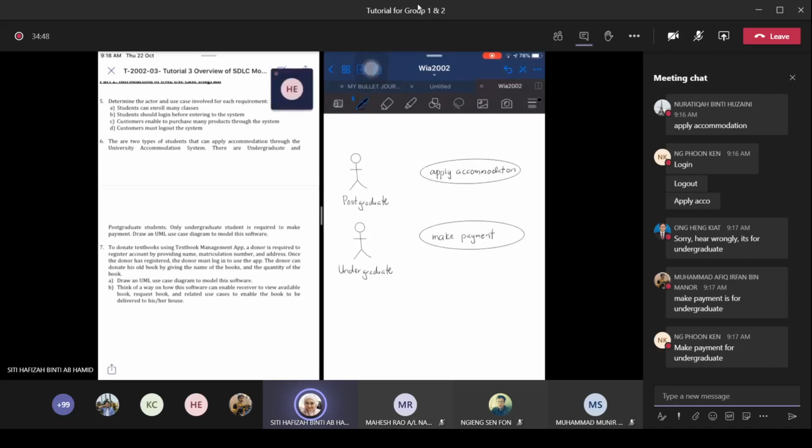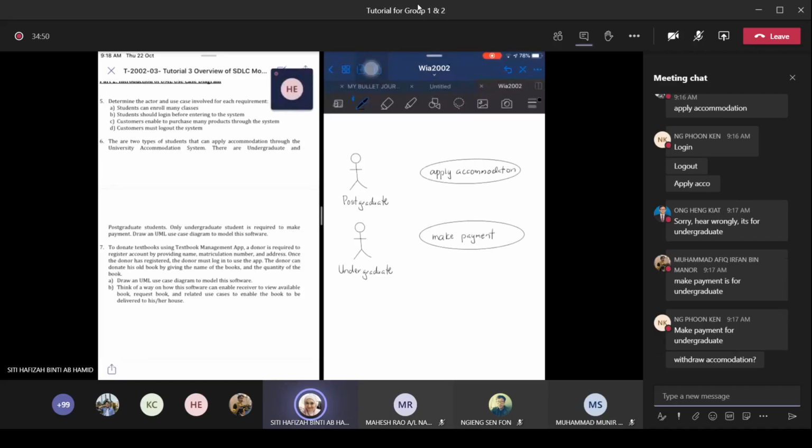Login, logout. But there is no login, logout stated here. It doesn't mention in the case study. Withdraw accommodation, it doesn't mention at all.